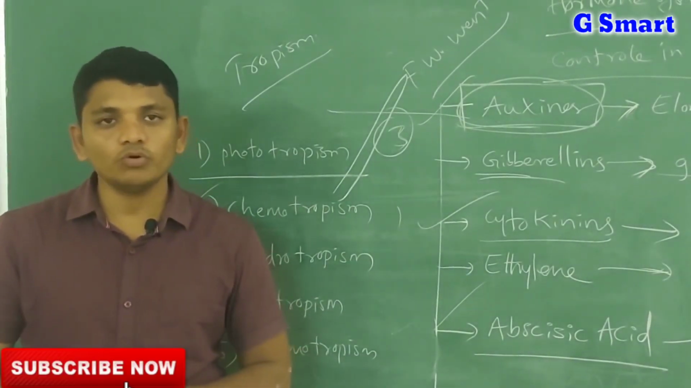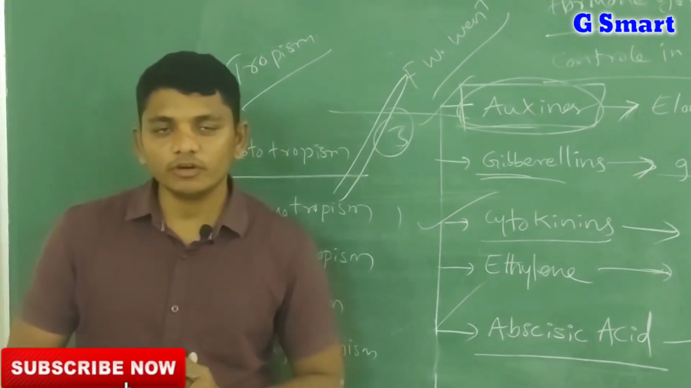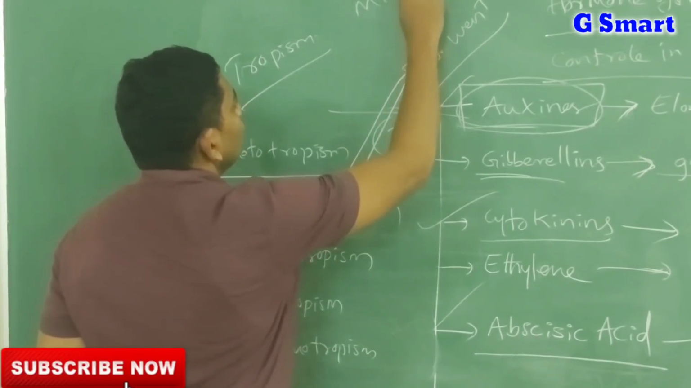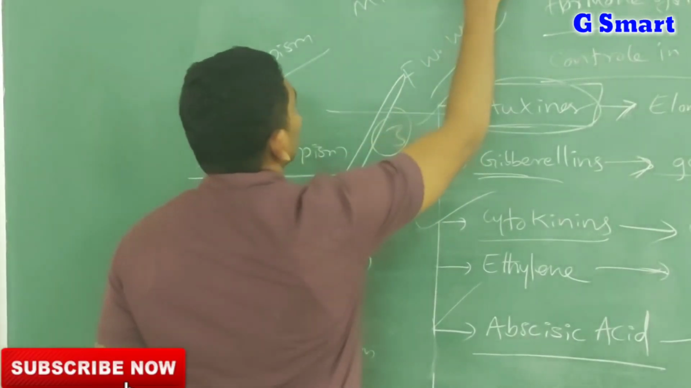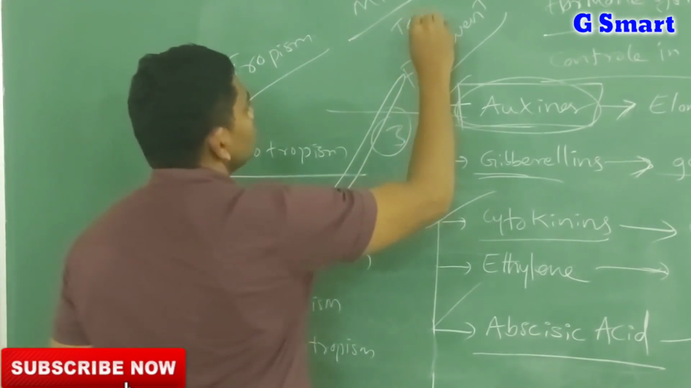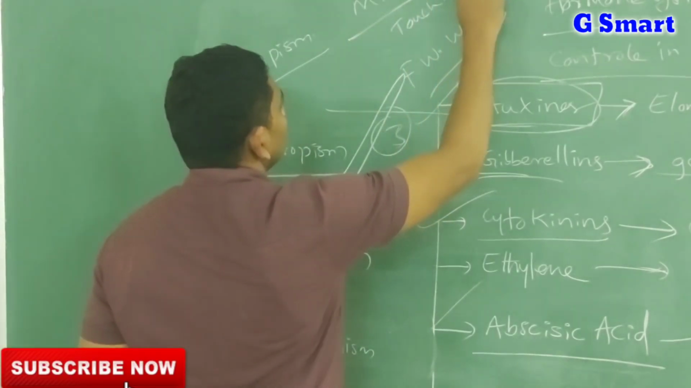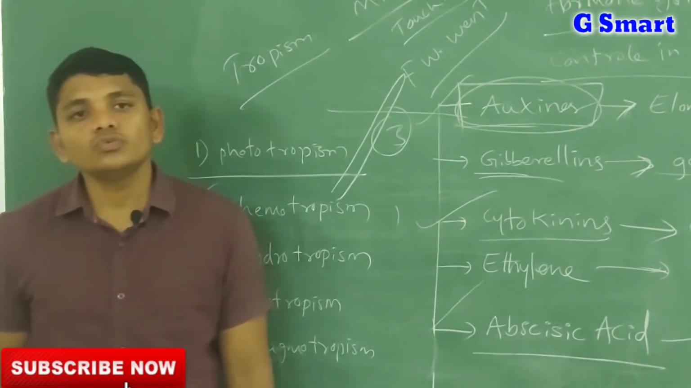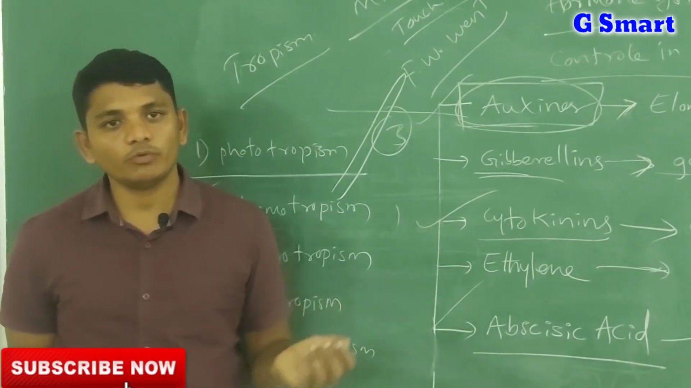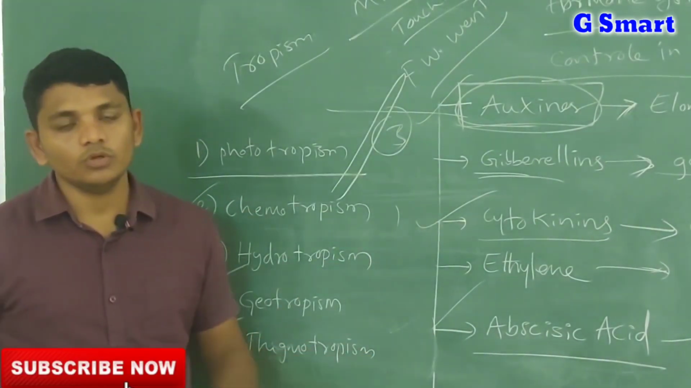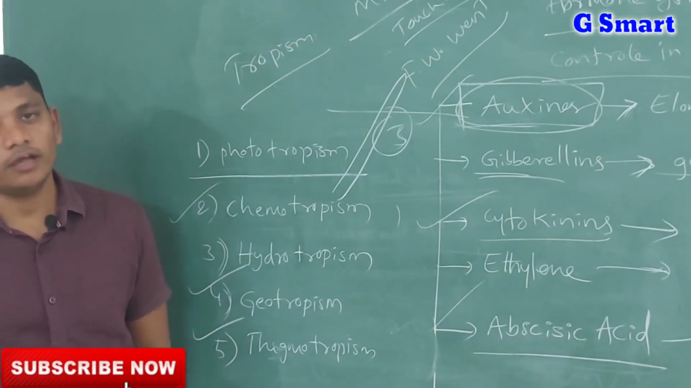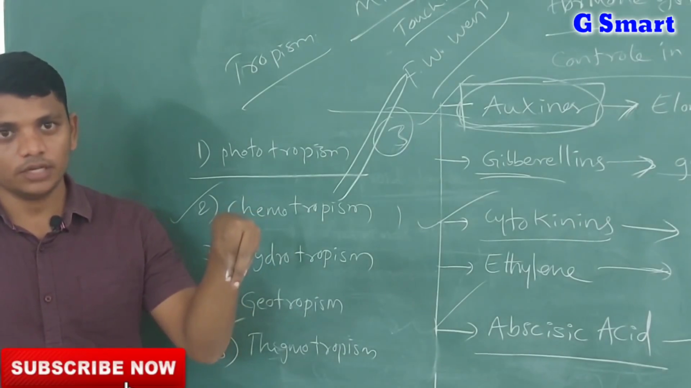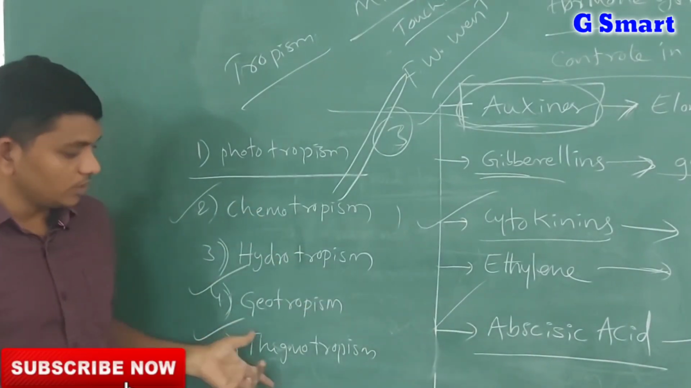And one more important bit from this lesson is mimosa pudica, or touch me not plant. Which type of tropism does it show? That is called thigmotropism. So here in mimosa pudica, when you touch that plant, it will immediately fold its branches like this. This movement is nothing but thigmotropism.